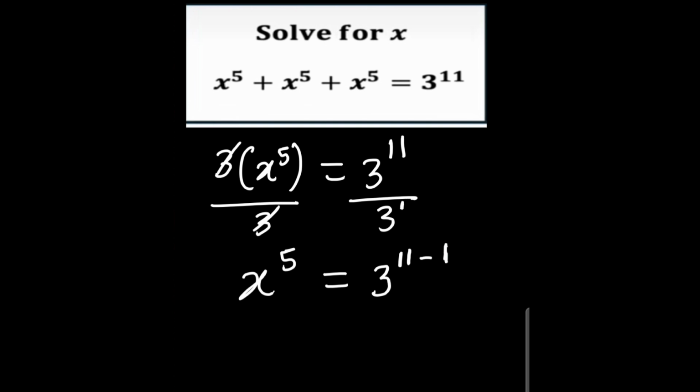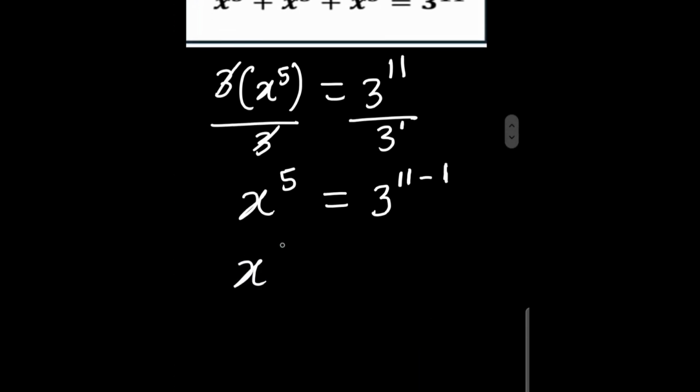Okay, so this is going to be equal to what? x raised to the power of 5 will be equal to 3 raised to the power of 11 minus 1, which of course is going to give us 10. Now we have x raised to the power of 5 is equal to 3 raised to the power of 10.